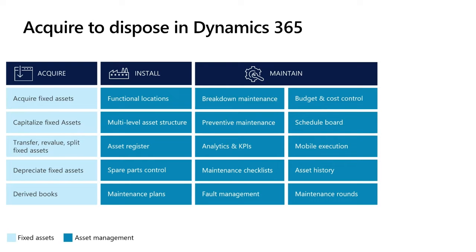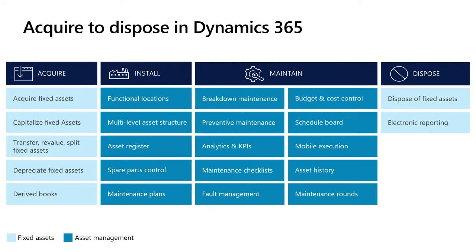In the asset management module, we track and execute different kinds of maintenance, such as breakdown maintenance and preventative maintenance. We capture the asset history and costs associated with the maintenance, and we have tools such as the schedule board and the mobile workspace, which support the recording of the maintenance that's done. All of the information that we track on our assets is then used in our analytics and KPIs, which we're going to talk about briefly in our demo later, and then more in our deep dive sessions.